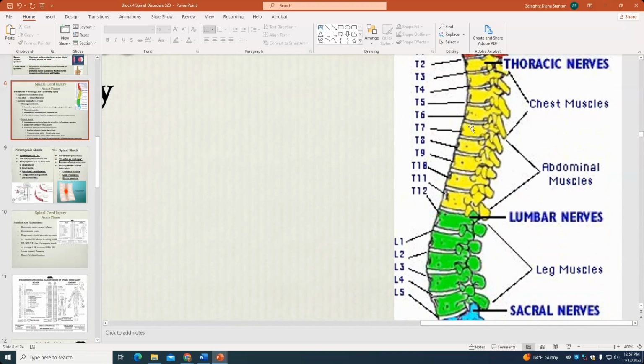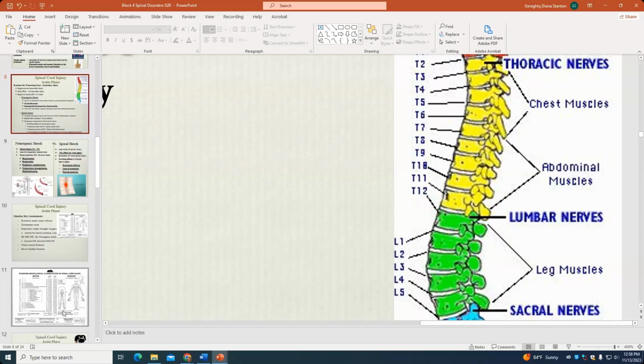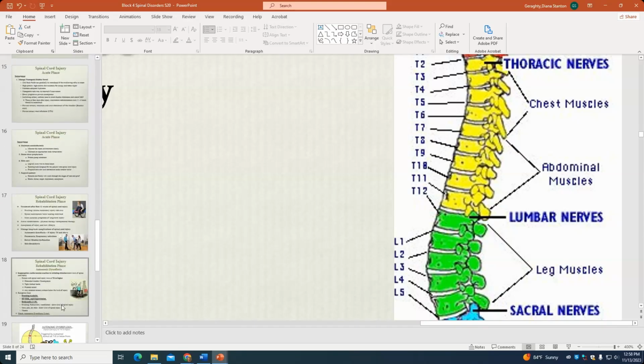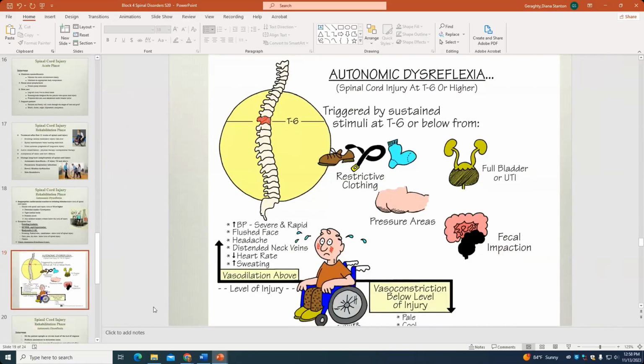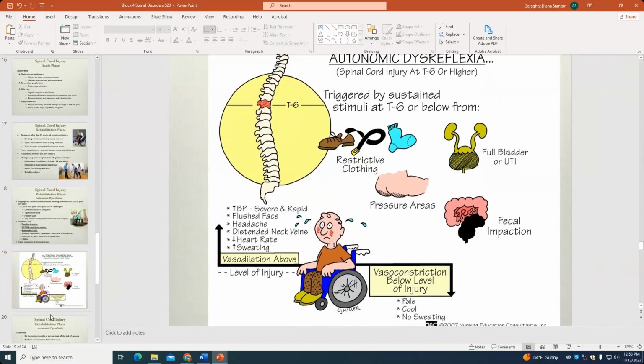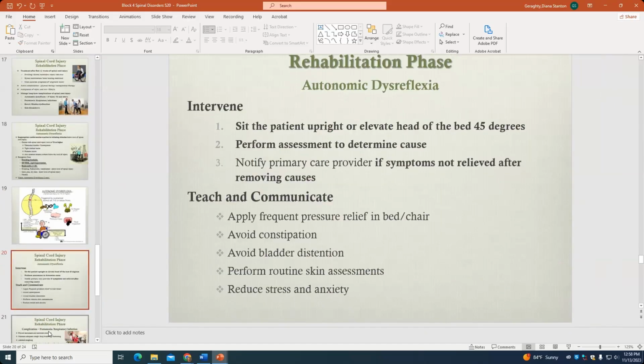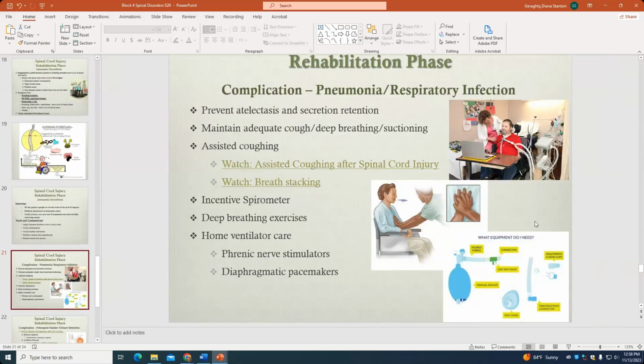Anyone that has T6 and above, they're going to be having issues with their chest innervation. Their chest muscles are going to be weaker than the general public. They are kind of teetering on respiratory failure at all times because they don't have as good of respiratory muscles. So with these patients, they may need some extra help mobilizing secretions.